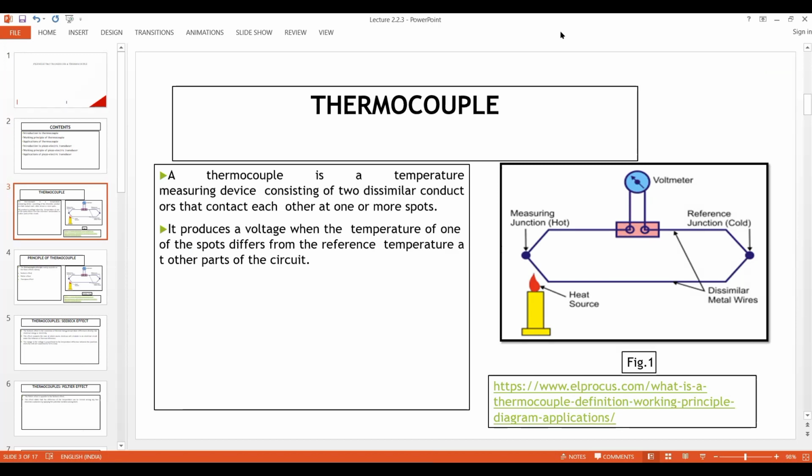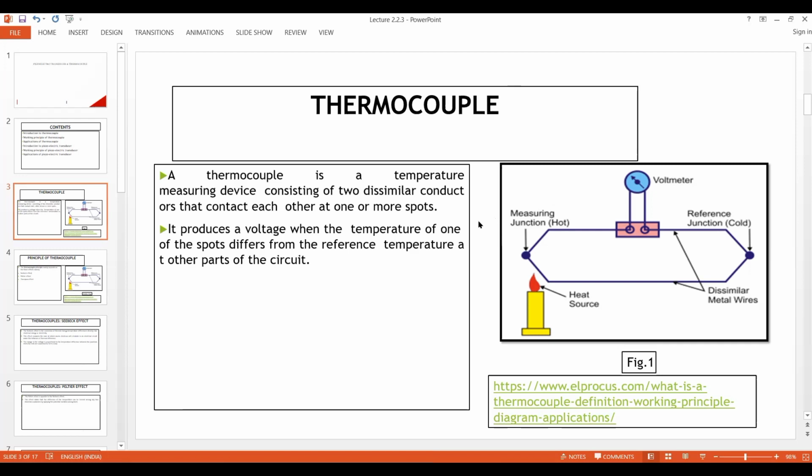And when this hot and cold junction are connected together, we know that the current will flow, because these temperatures are nothing but working as a potential. One is a heat source, one is not a heat source. This is a very good example, a good figure. You can see that, and you can easily calculate that the current will flow. So a thermocouple is a temperature measuring device having dissimilar metals.